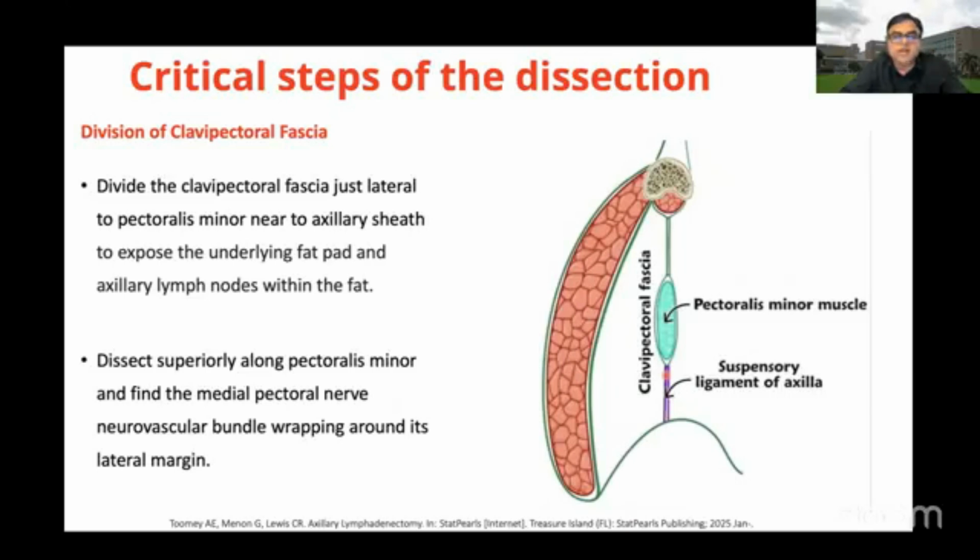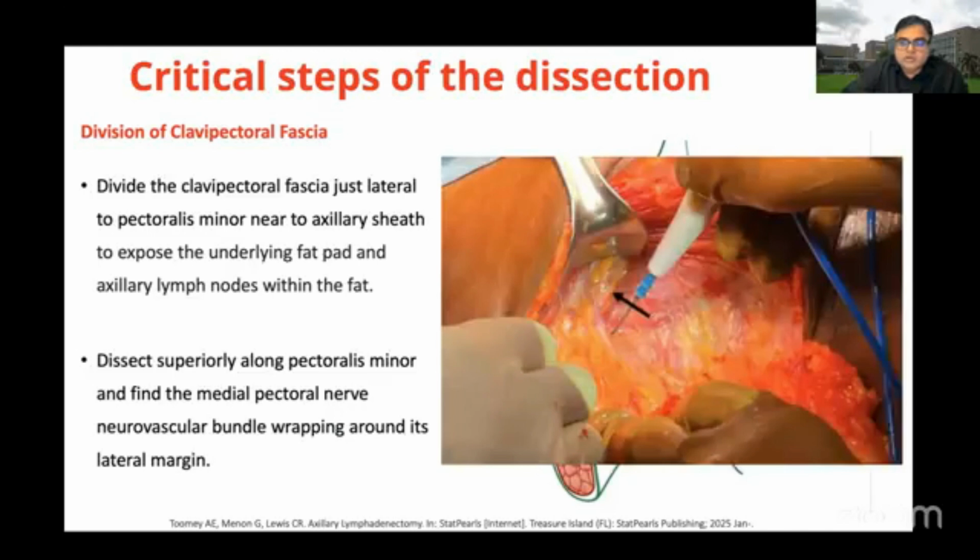So you can identify that we have entered the axilla. There is a giveaway type feeling while you are incising the clavipectoral fascia. So dissecting superiorly along the pectoralis minor and find the medial pectoral nerve. So make the dissection along the pectoralis minor muscle. Then you will find the medial pectoral nerve neurovascular bundle wrapping around its lateral margin.